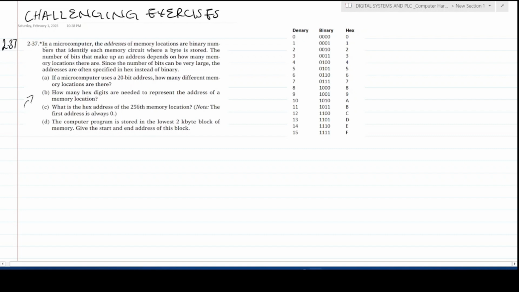This is just saying that each memory location, let's say this is a memory location, this is a memory location, this is a memory location, is represented by a binary number. So this could be represented by 000, 0001, 0010. It's just saying each memory location is identified with a binary number. That's just what the question is saying.